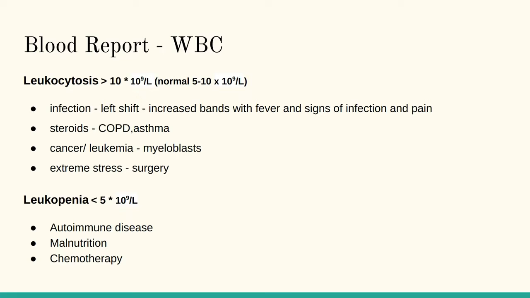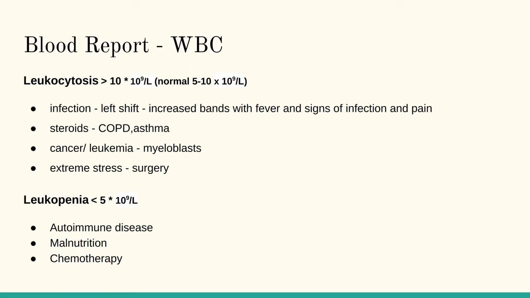First one would be infection. In infection, there is a left shift in leukocytosis, which would increase the band neutrophils, and this is also accompanied with fever and signs of infection and pain. Steroids: certain patients like COPD patients and asthmatic patients are on steroid medications, and these steroid medications can cause leukocytosis. Even overdosing of steroids can cause leukocytosis.